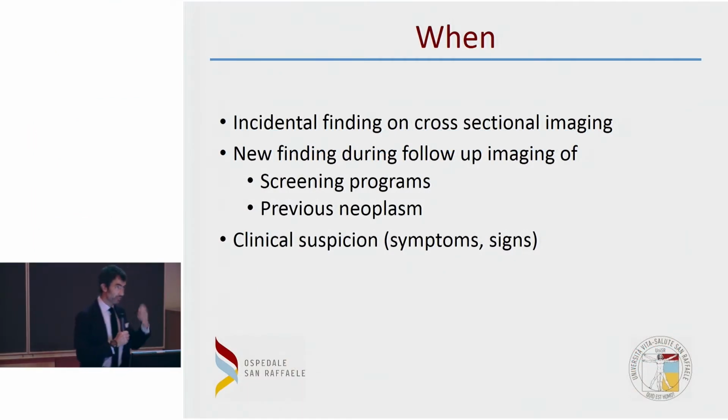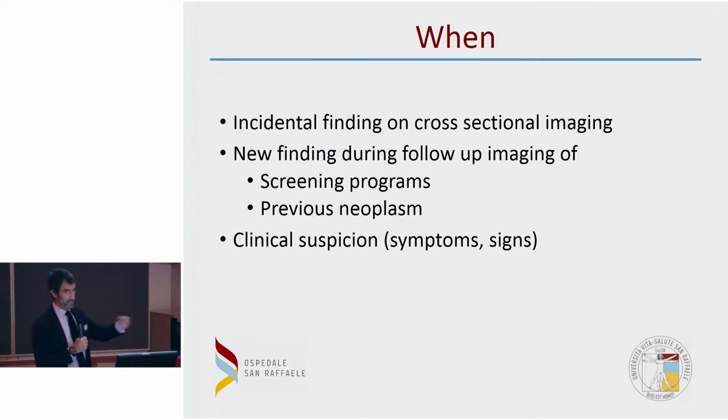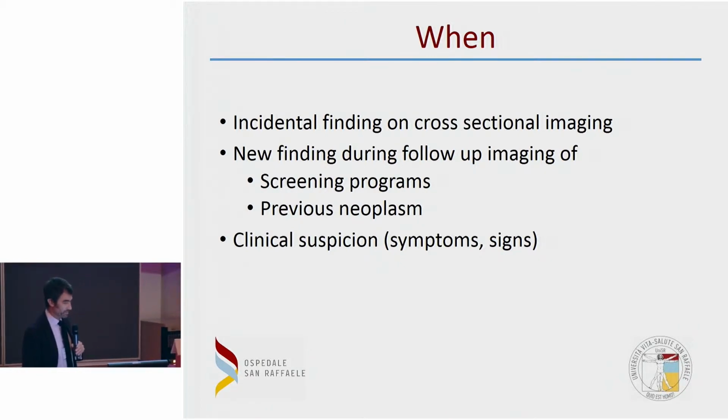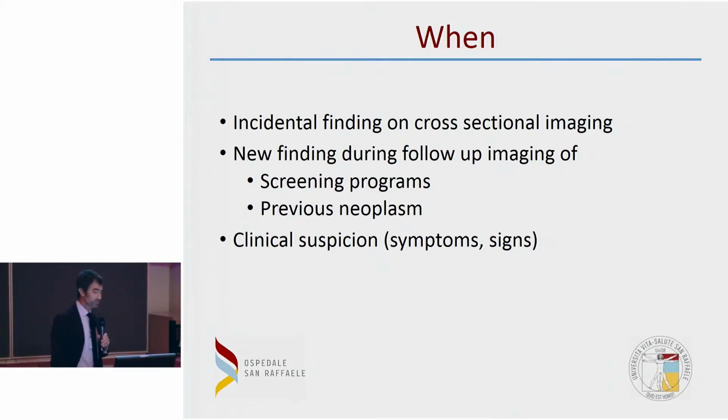First of all, we need to think about when we have to deal with a pancreatic solid lesion, when those are incidental findings on cross-sectional imaging. Many times nowadays people perform MRI for another reason and come to us with a mass in the pancreas, or those are new findings during follow-up imaging of screening programs in familial disease or previous neoplasm, or, and this is the most common part, people send us patients for a clinical suspicion of a pancreatic lesion.